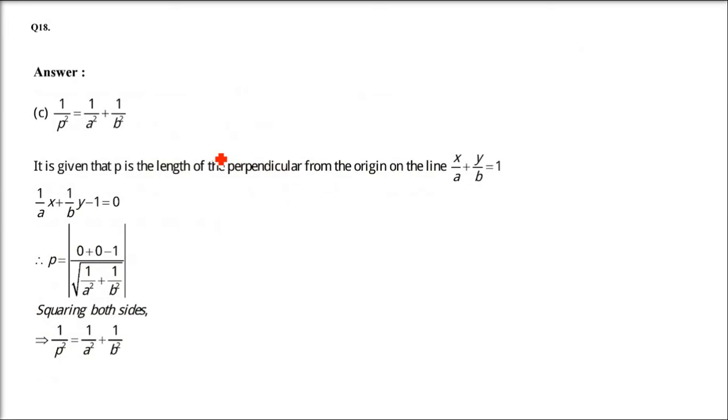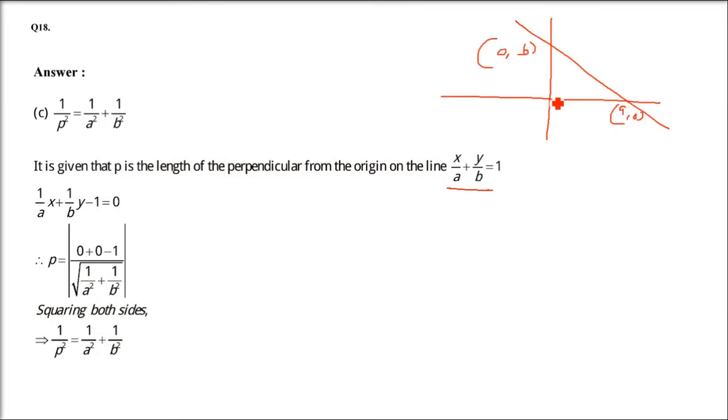Next question is, if p is the length of the perpendicular from the origin on the line x by a plus y by b equals 1, then we have 3 equations and none of these. So we have a line, we assume it to be x by a plus y by b equals 1, right? This is (a, 0), this is (0, b). So assume it in the intercept form, x by a plus y by b equals 1.